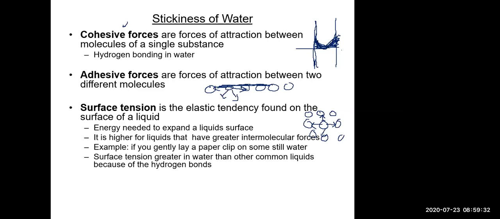For example, you could lay a paper clip carefully on some still water, and it will float there on the surface. Water has a very strong surface tension because of the hydrogen bonding it's able to do. It's similar to when you pour soda or liquid into a cup and at some point you look at it and go, wow, I'm kind of over the top there.